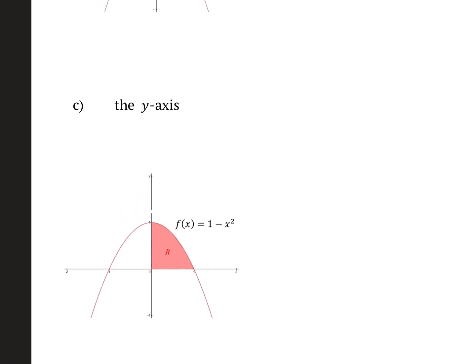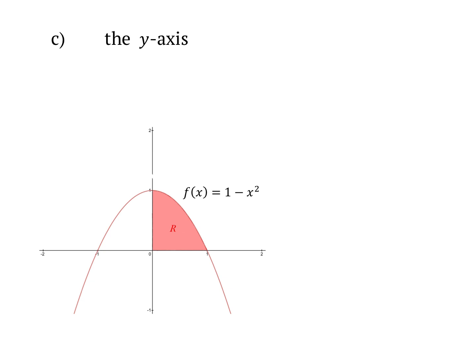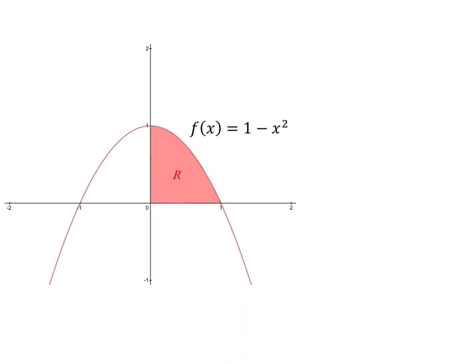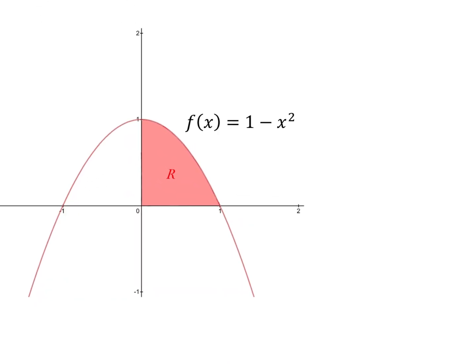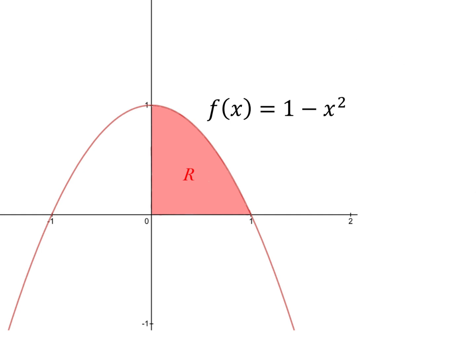So this next one says, we're going to rotate this around the y-axis. Since we're rotating around the y-axis, we're going to look at just a horizontal line that will represent the radius. All right, and since we're rotating around the y-axis or something parallel to the y-axis, you have to get this in terms of x. So then just start solving for x.